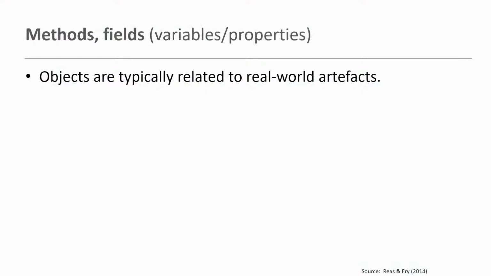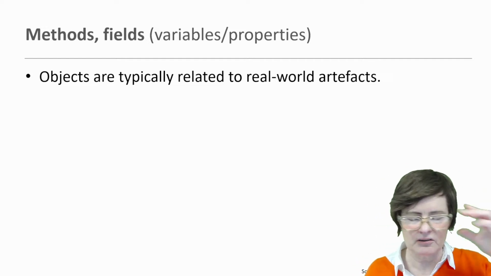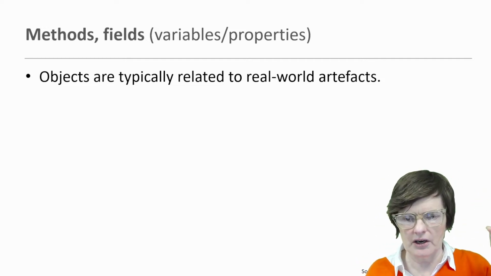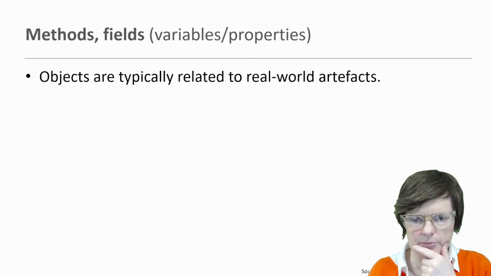So objects are typically related to real world artifacts. Remember the first time I saw these objects and you're kind of going, what thing? But if you describe a system, and you just describe it, writing it down as a narrative, any of your nouns are a candidate for being an object.